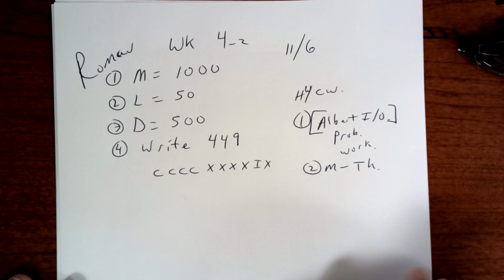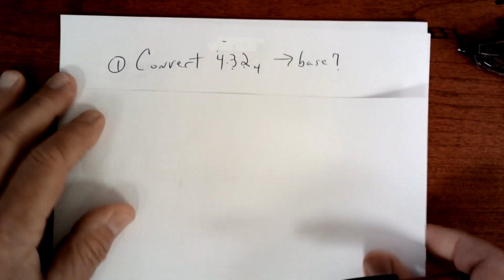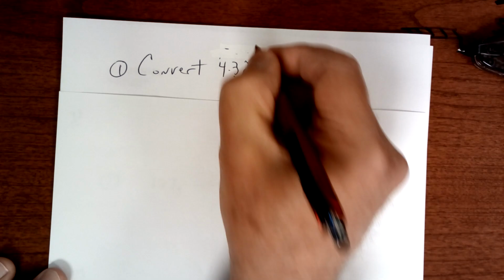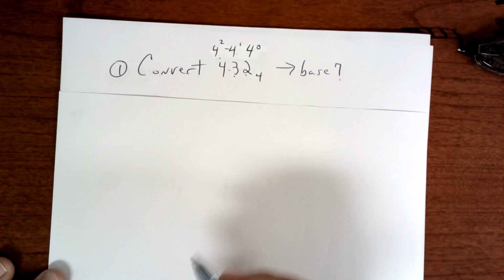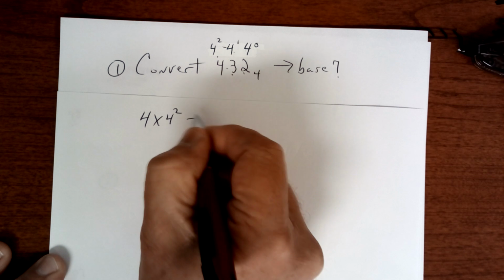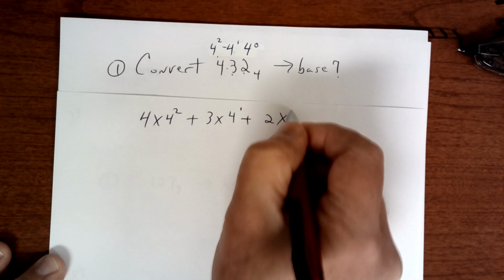All right, so let's turn our attention now. What I want you to do, and what we're going to try to do, is work this problem here. We're going to convert bases. So let's take a look. Copy that one down. Okay, this one is in base 4. So the very first thing you do is put 4 to the 0 power, 4 to the first power, and then 4 to the second power. Now you expand it out, so it's going to be 4 times 4 to the second, plus 3 times 4 to the first, plus 2 times 4 to the 0 power.